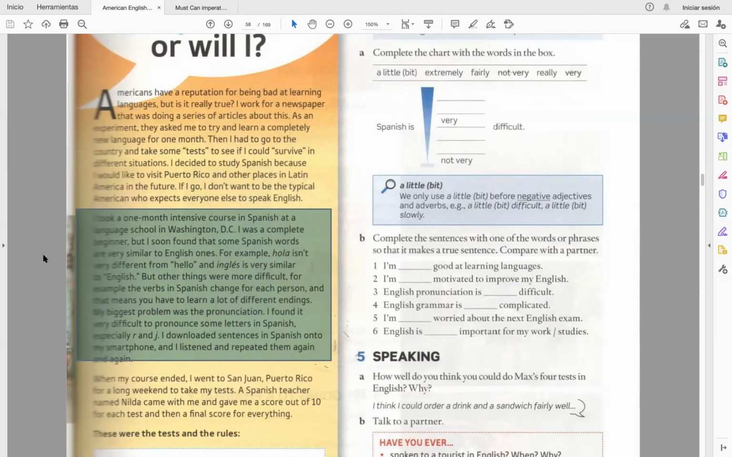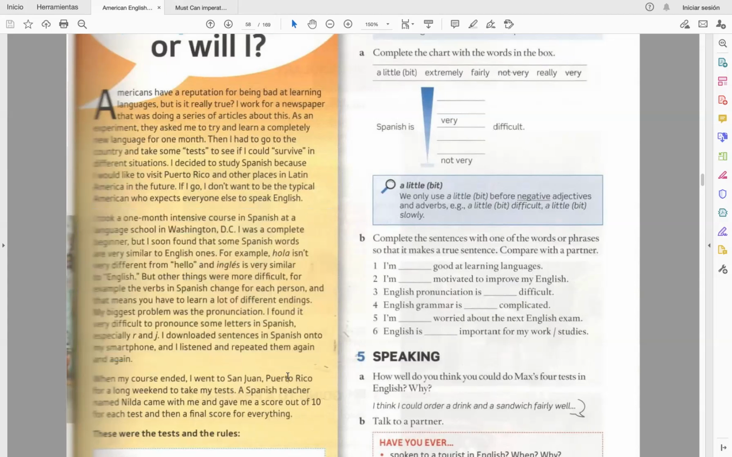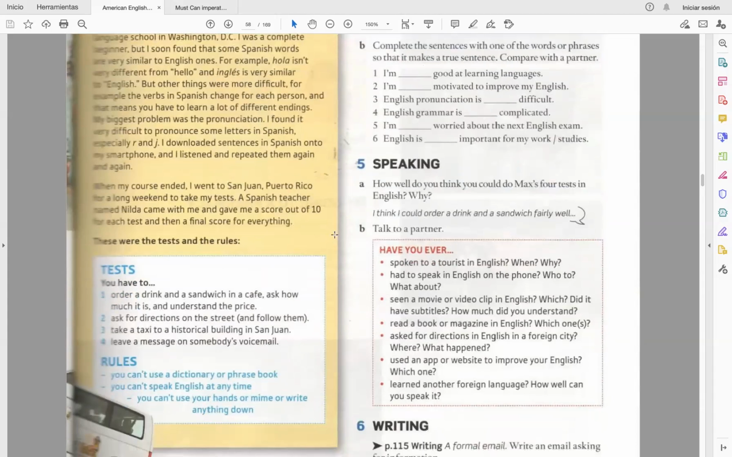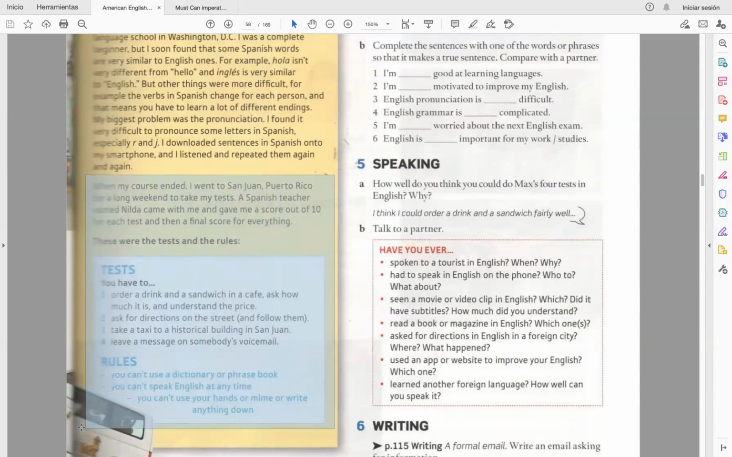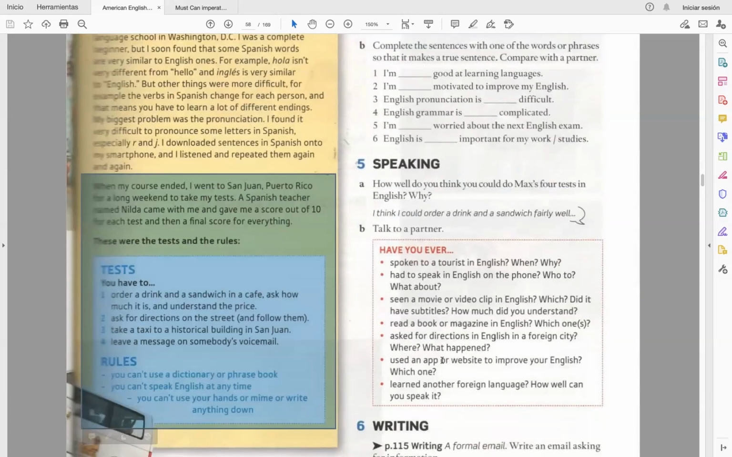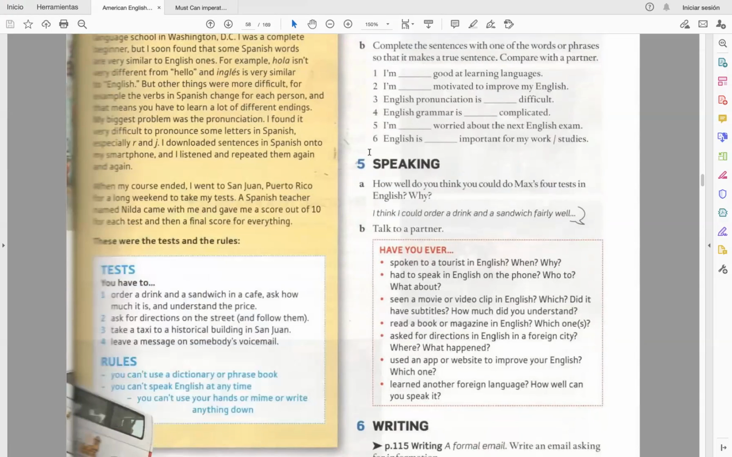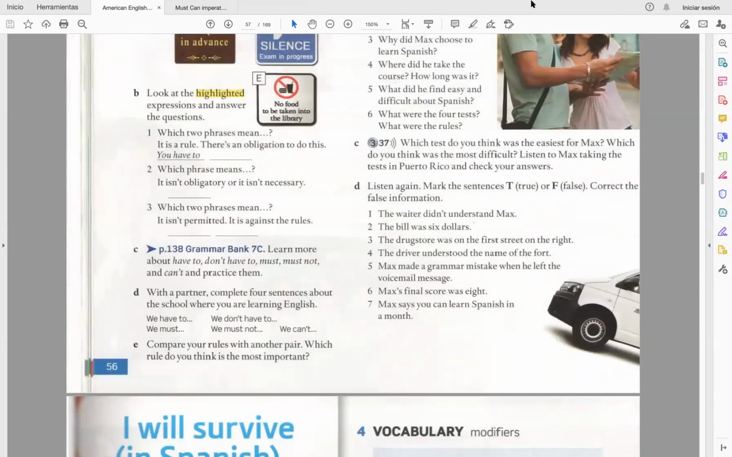Okay. Any other questions in that paragraph? No? Any questions in the last paragraph and in the tests? Any questions? Vocabulary? No? We are okay? Okay. So now we are going to do the questions.